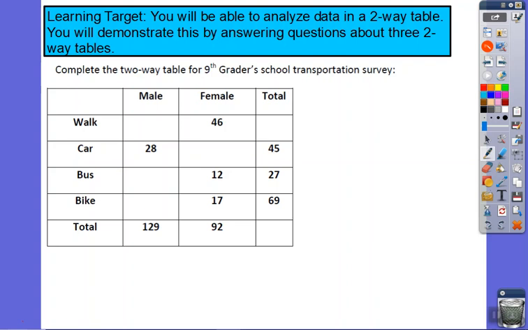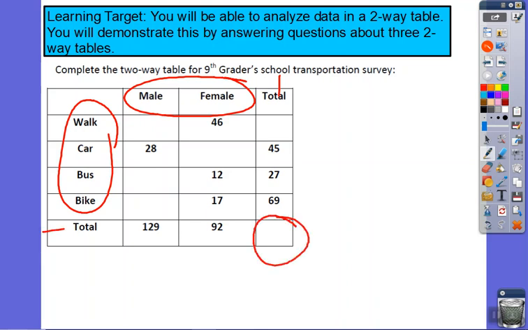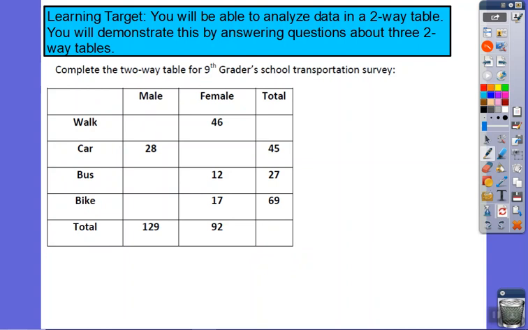Our first two-way table is about 9th graders' school transportation survey. Please notice across the top, we're looking at their gender, whether they're male or female, and then the last one is how many total people there are. And down the side, we're looking at how they got there, whether they walk, car, bus, or on a bike. And then again, the bottom is the total. So down here at the end, that is the complete total for everything. It is the total of everybody that they polled.